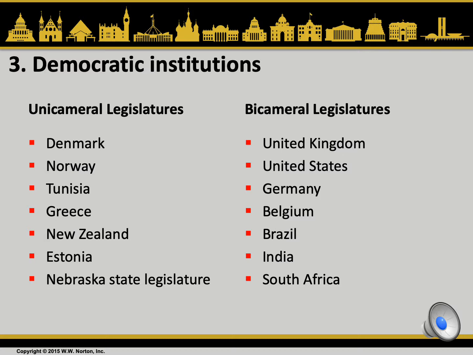I'd like to point out that United Kingdom, although it does have two houses, the amount of power in one of those houses, as we'll talk more about United Kingdom later, is really powerless at the House of Lords, which is interestingly not an elected house. So more discussion on that later in the course.